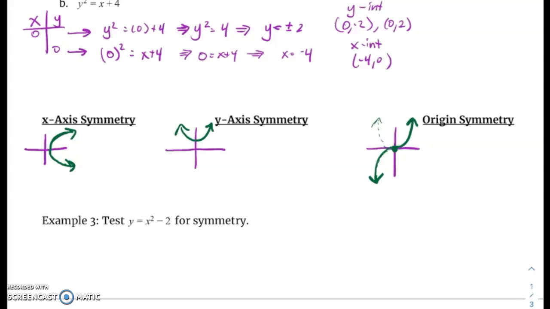So how are we going to test for this if we're just given an equation and we don't want to graph it? If you're looking for x-axis symmetry, then you can replace your y with a negative y and get the same value. So replace y with negative y, and then you get the original equation back.